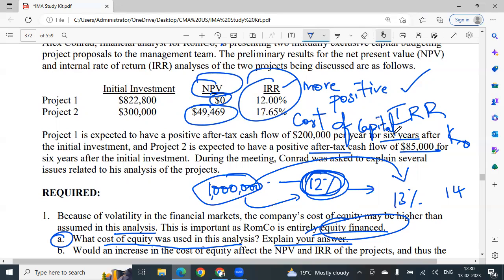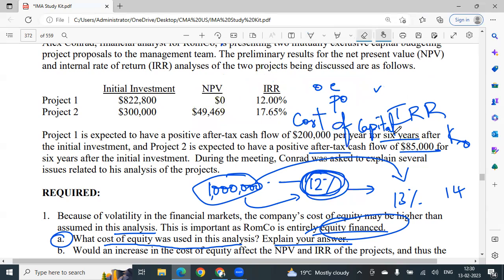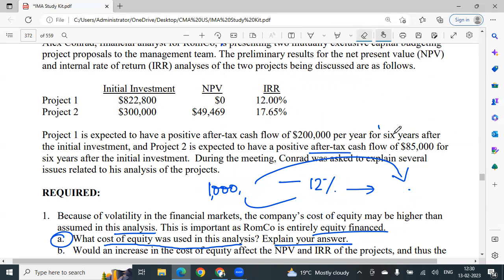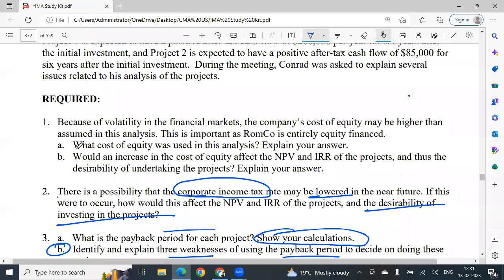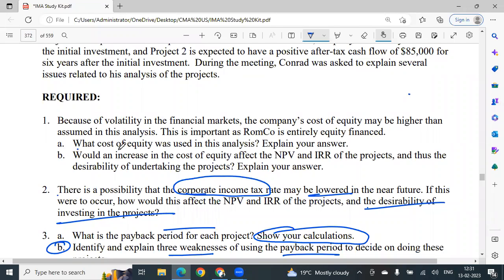I hope this explanation gives you more clarity on the basis of how you accept a project through NPV, or how you accept a project through IRR. And in most cases where NPV and IRR are in conflict, NPV will prevail. So now let us deep dive into this particular question. What cost of equity was used in this analysis?